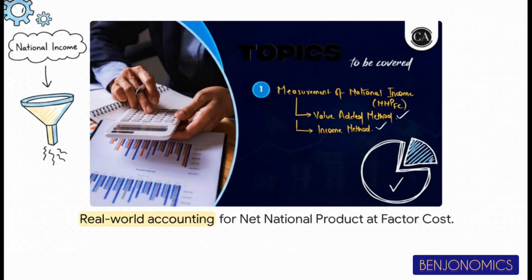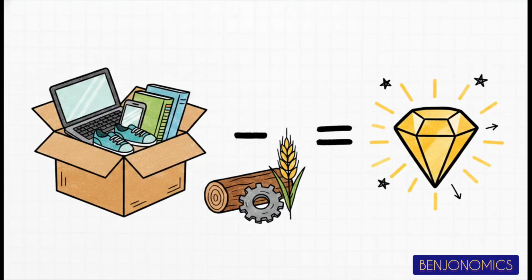Technically, that's known as net national product at factor cost, or NNPFC. They use this exact value-added method to carefully strip away all that double counting noise. And they do it using this golden formula. Value added equals the value of output minus intermediate consumption. It's just beautifully simple subtraction.